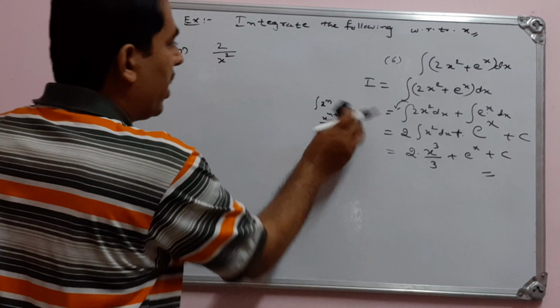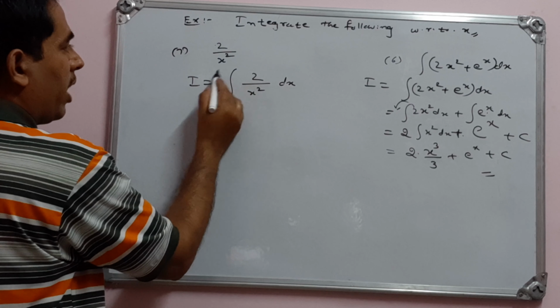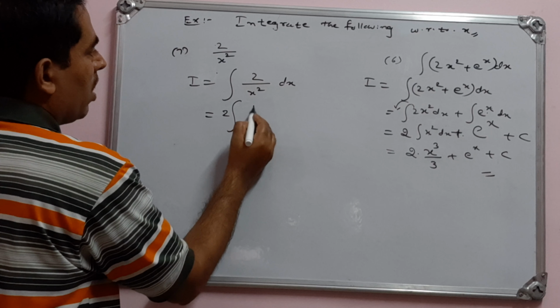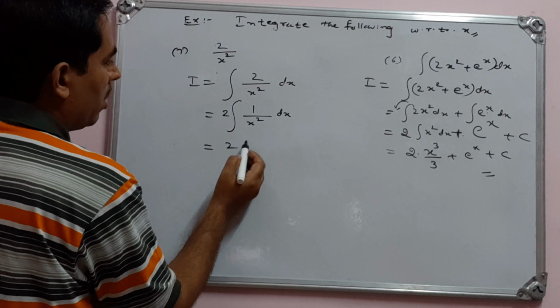Then let us move to this problem. Let us consider this I as 2 by x square into dx. See here, 2 can be taken outside. I will take 2 outside, and I will get 1 by x square. Observe this carefully. Bring this x square to the numerator, then only we can use this formula.